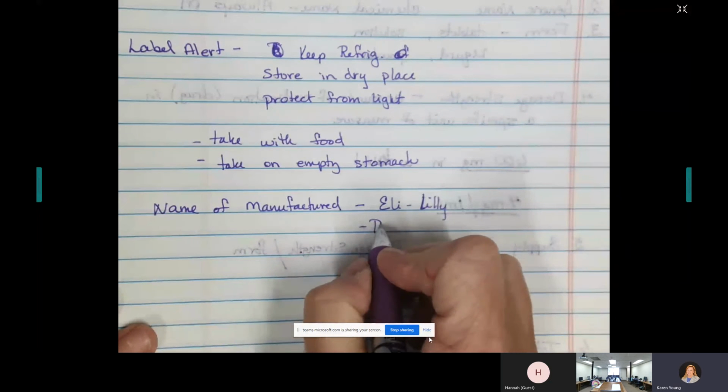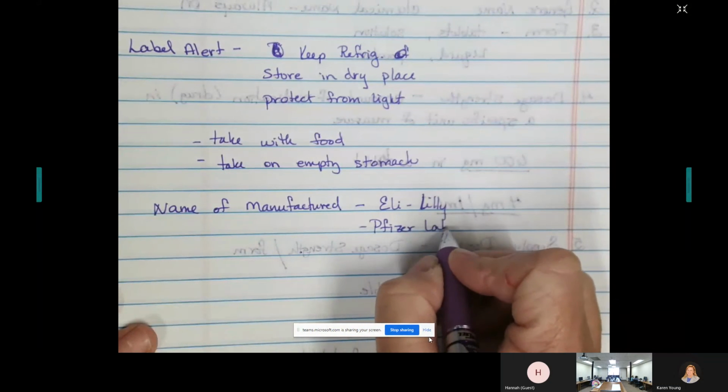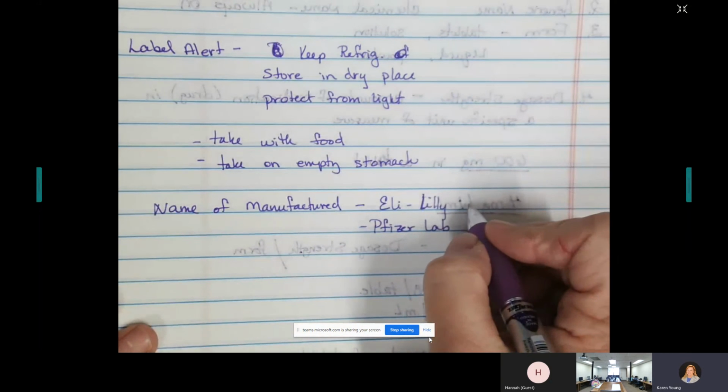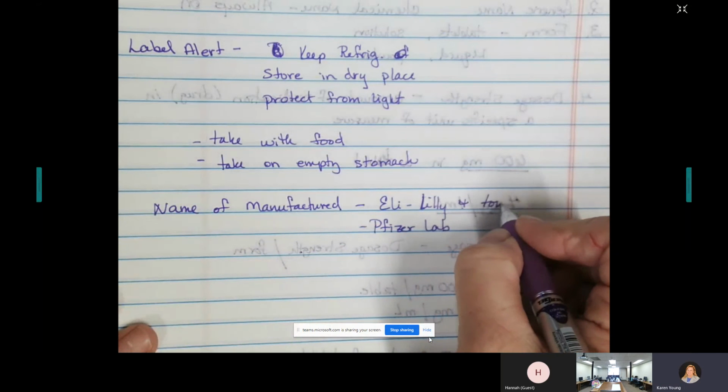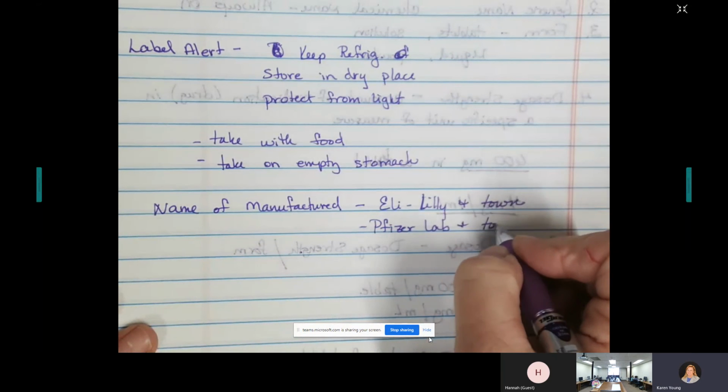Another one we hear a lot of is Pfizer Labs. But they will always be on there, as well as the company, the manufacturer, and the town that they're in. I don't know what town some of these are in.